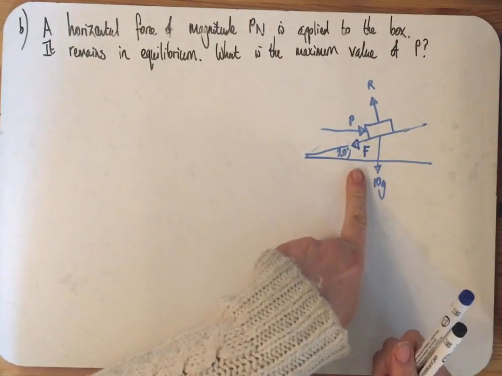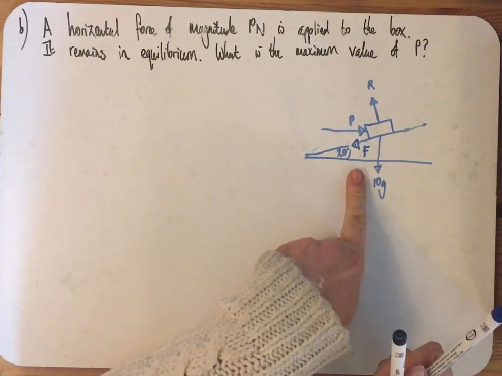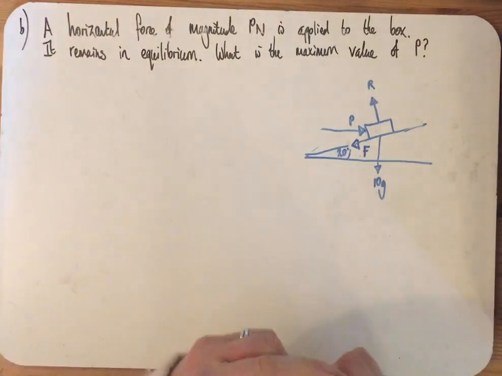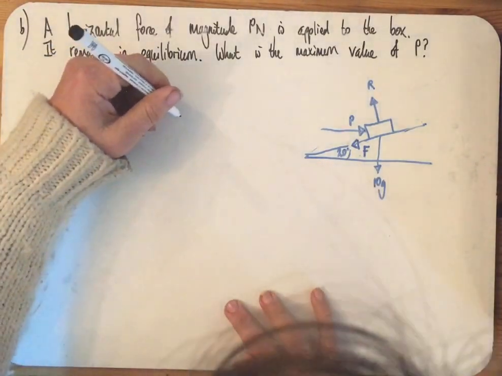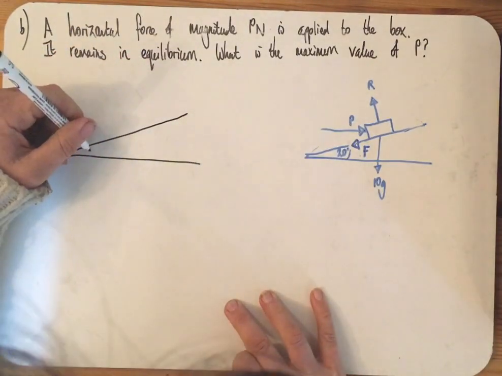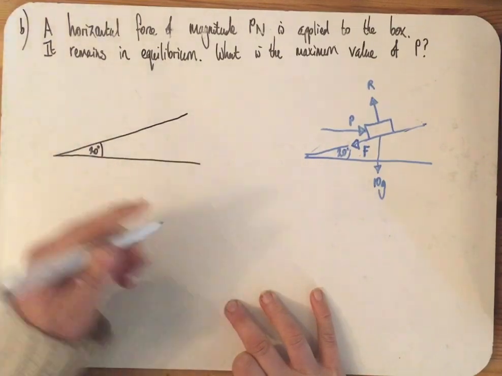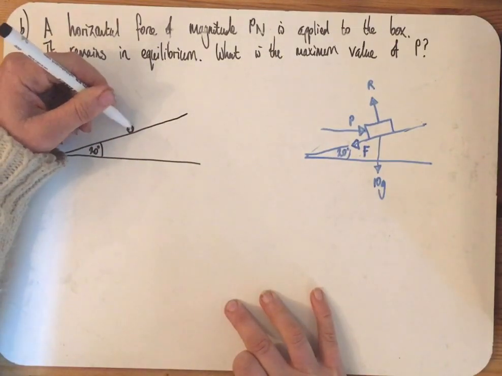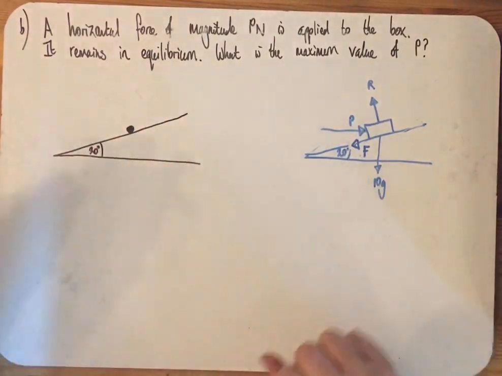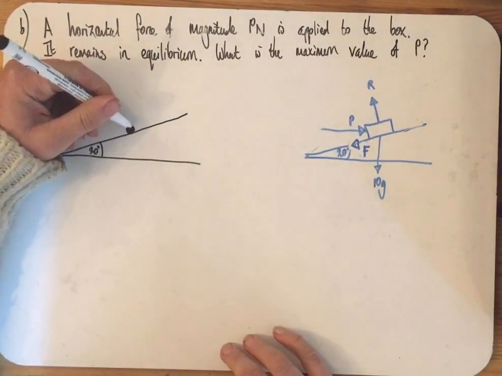I don't like working with diagrams when they look like that. I don't know if Paul or someone might tell me off for this, but personally, I would model the box as a particle because that's what we're doing. So just draw it as a particle, and then I like all my forces coming out, and I just find that much easier to work with.